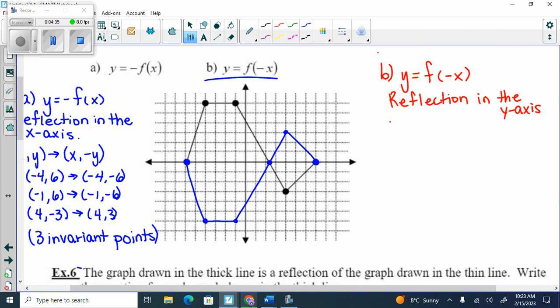Now it's with the x, so my mapping is going to be x, y becomes negative x, y. And I only have one invariant point. It's right here.